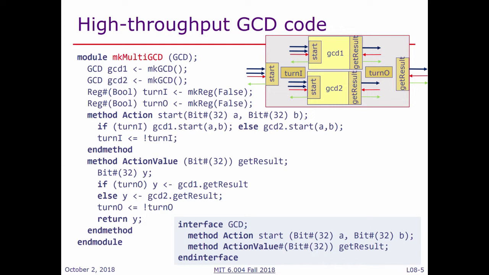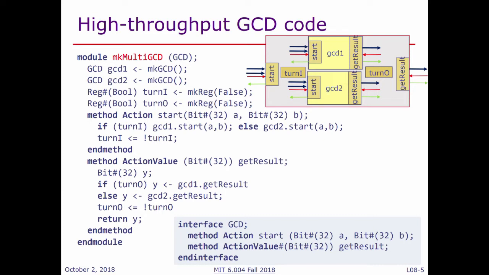Is it clear now? Okay. So, yes, language is overloading the meaning of left arrow. Left arrow most of the time stands for instantiation, right? Instantiate me a GCD, instantiate me a register. But when you have action value methods, then again we use the same arrow.